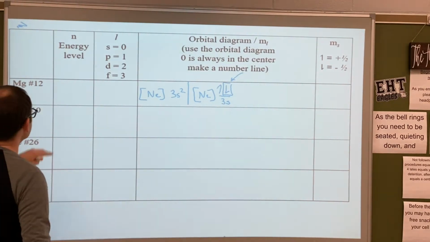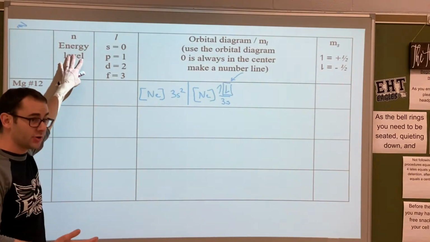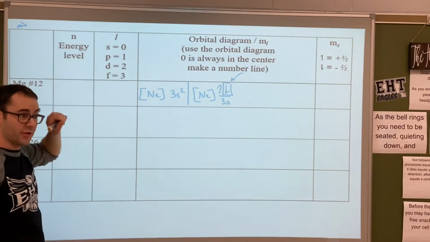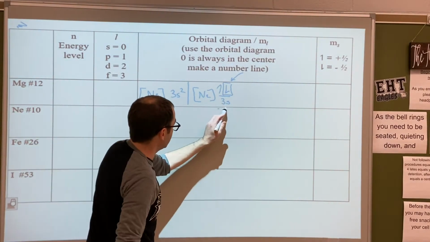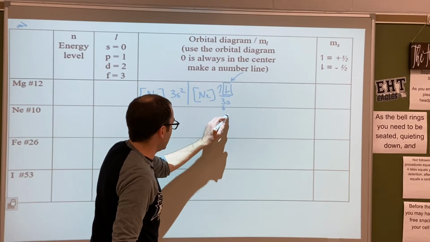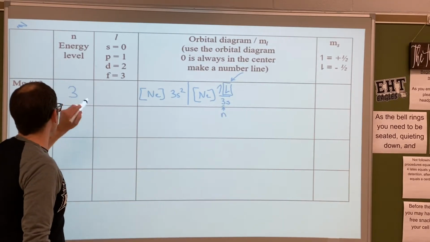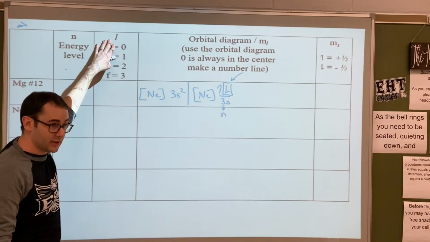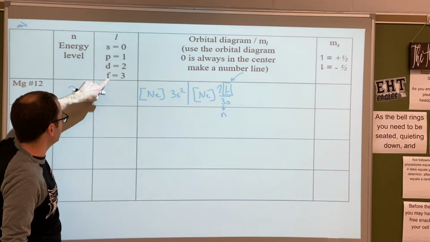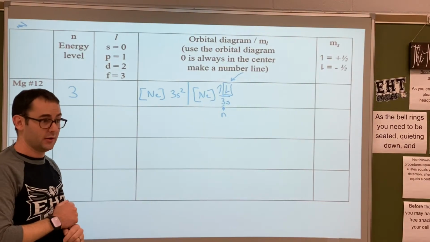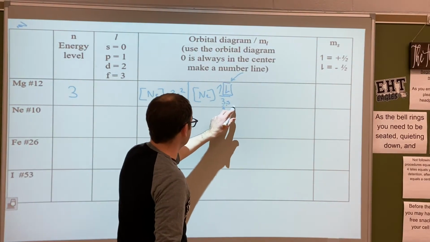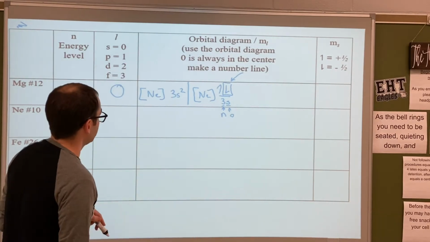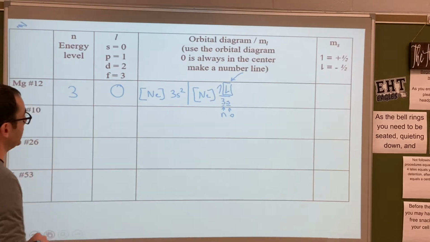All right, so n is the energy level. What is the energy level for that electron? It's on the third energy level, right? Because of the 3 here, all right? So that's where you get your n. So it's 3. The italicized l here, we have s, p, d, or f. Which one would this be? It's 0, right? Because s is 0. All right. The orbital diagram, we did that.